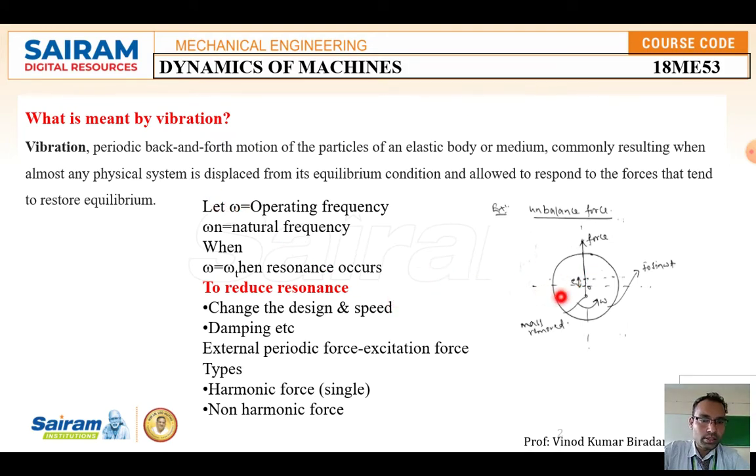So here, look at the diagram. The dotted portion is the mass removed, that is, where wear and tear of the tire takes place. That is called the mass removed. It is rotated with an angular velocity, omega.